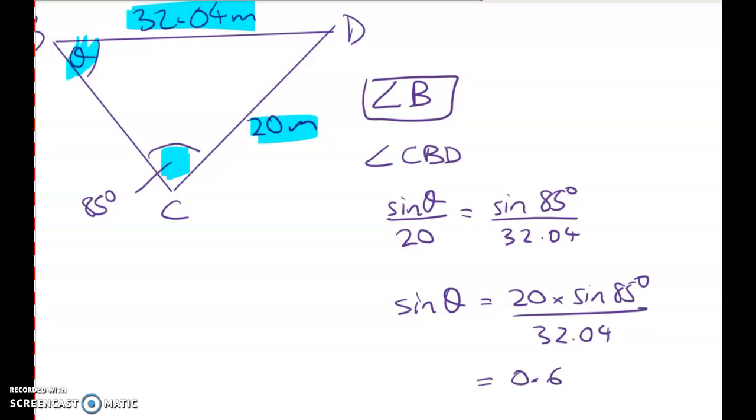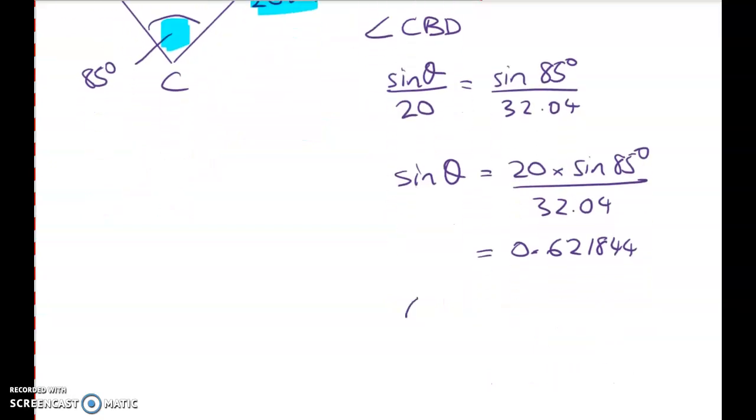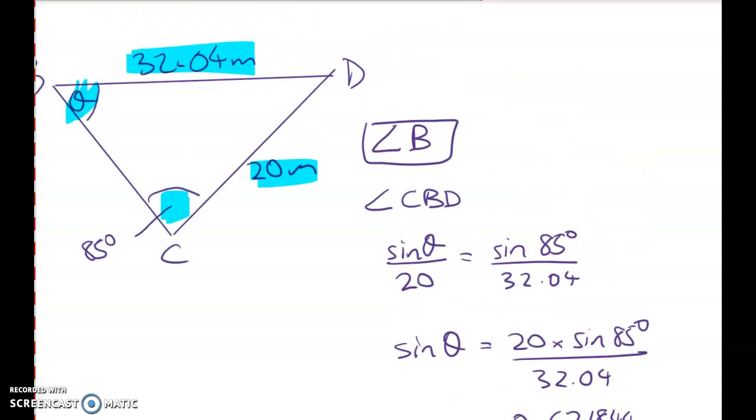or sine theta is equal to 0.621844. Theta, the angle, is equal to sine inverse of 0.621844, which gives me 38.45 degrees if I'm working in degrees.